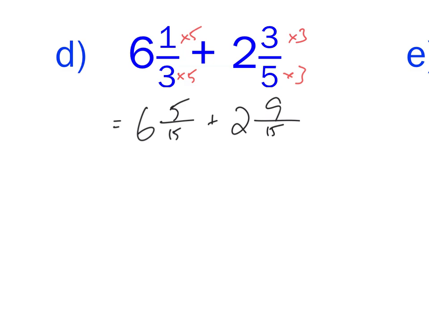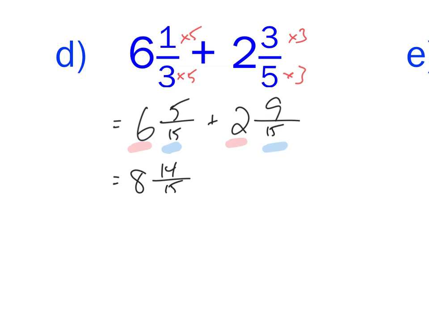So again, now what we do is we add the whole numbers together and we add the fractions together, but separately. So 6 plus 2 is? 8. The denominator stays, it's not 30. Now 5 plus 9 is what? 14. So we get 14.